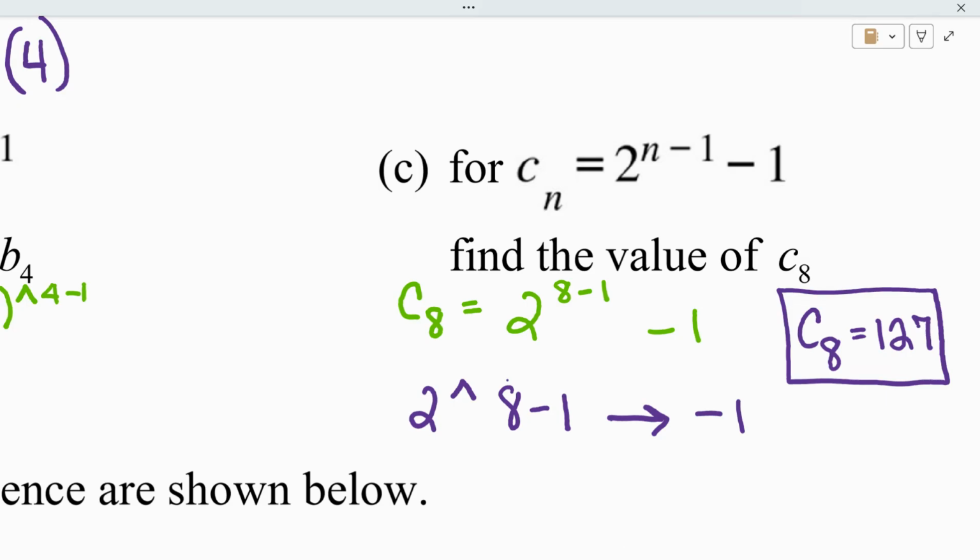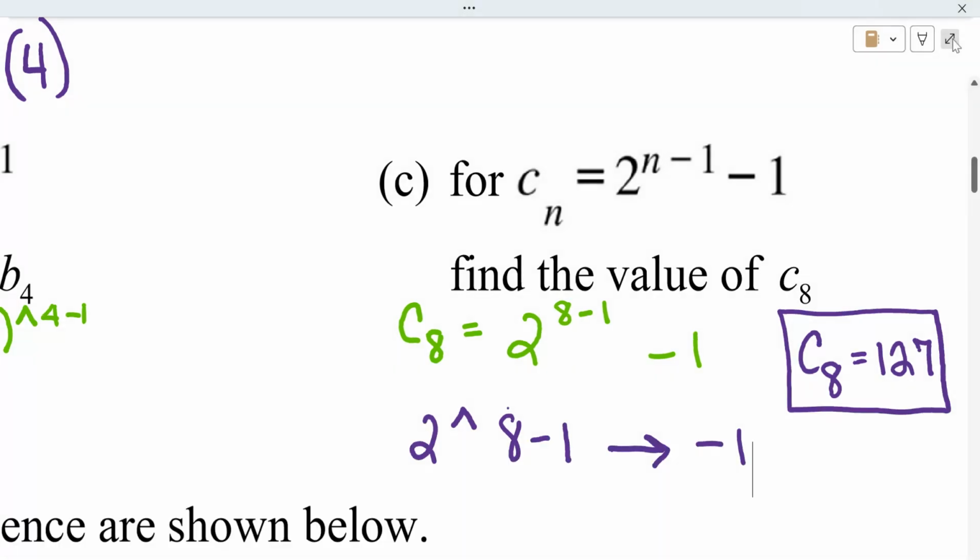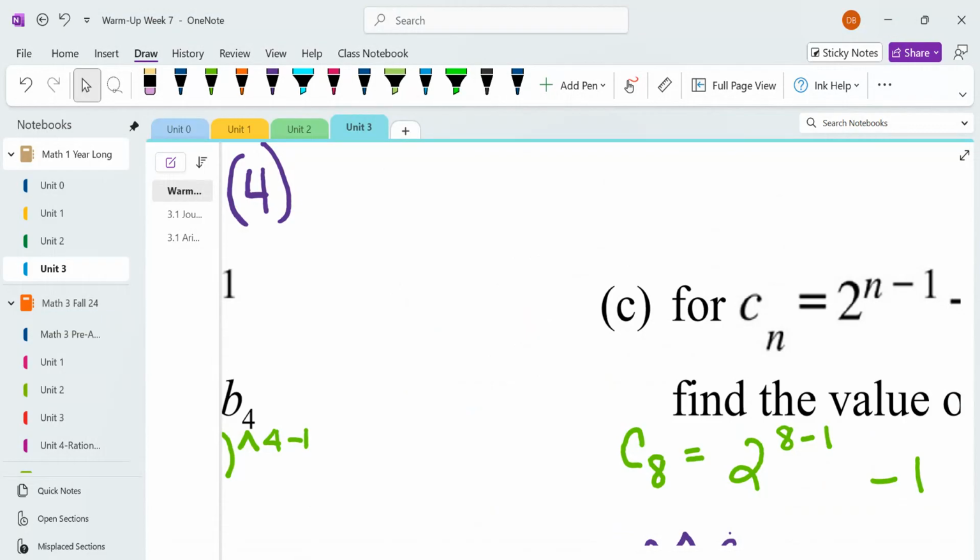Okay. Questions about that? Okay. That's our warm-up for today. I know that they're tiny, but it's just a 3-day kind of gig.